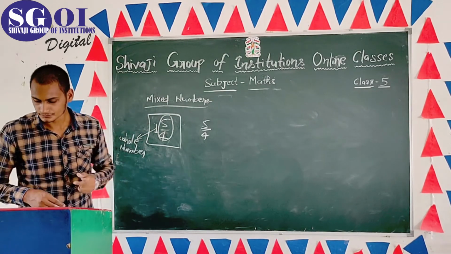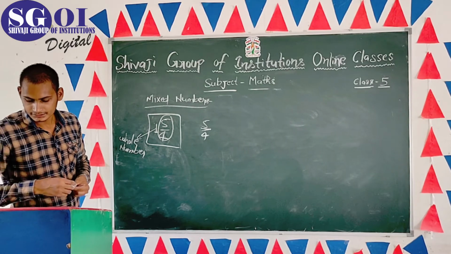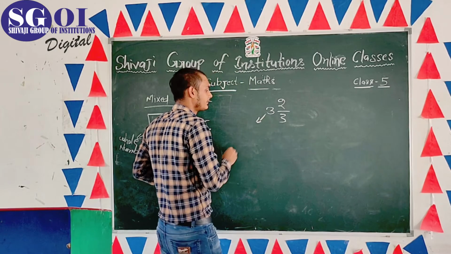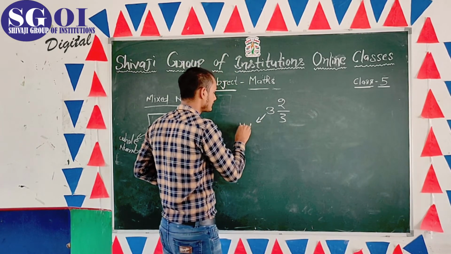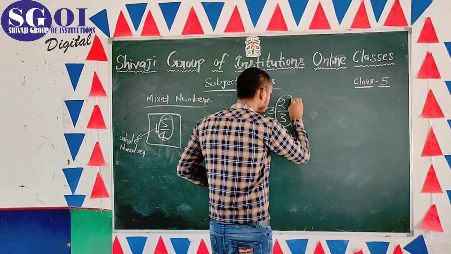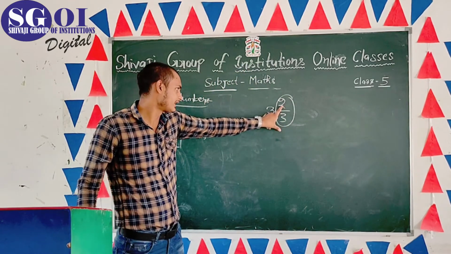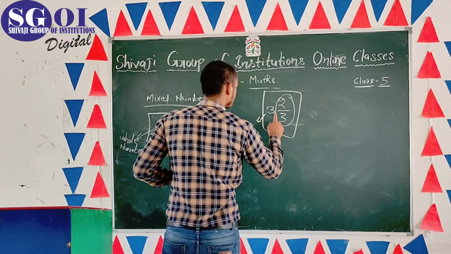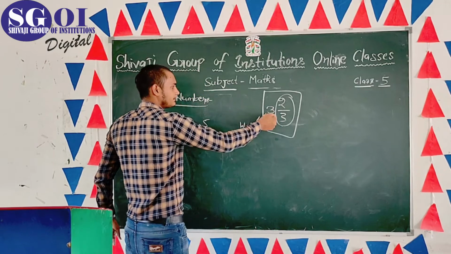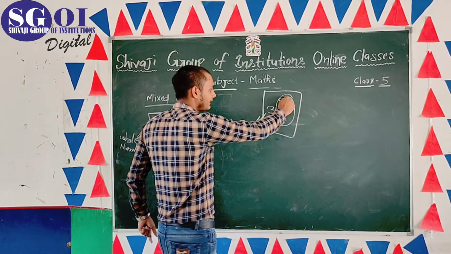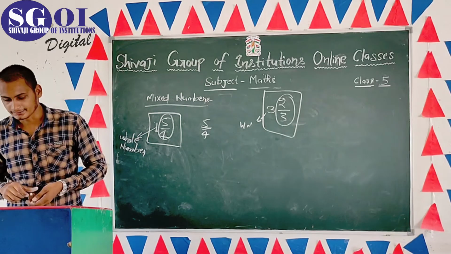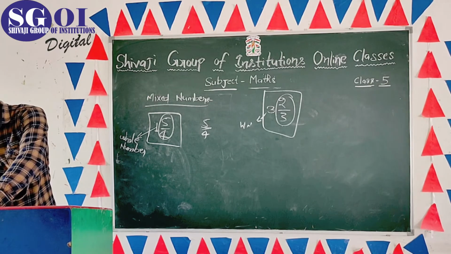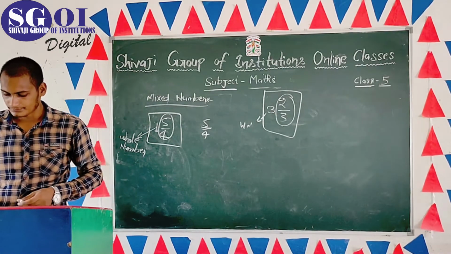Okay students. Second one is 3 whole 2 upon 3. 3 is a whole number and 2 upon 3 is a proper fraction because the numerator is less than the denominator. So it's a mixed number, because it's a combination of a whole number and a proper fraction. Okay. Question number 3, it's not a mixed number. Question number 4. Question number 5.